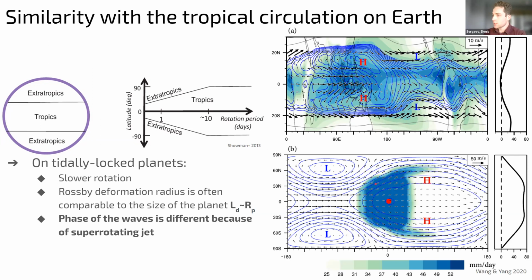And this is a GCM simulation of a tidally locked rocky exoplanet from Wang and Yang 2020. And you can see that there are also two dipoles of circulation centers. However, the phase of these stationary waves is shifted. It's kind of the opposite from the picture on the top. And this is because of the subrotation at the equator, which shifts the phase of these waves.